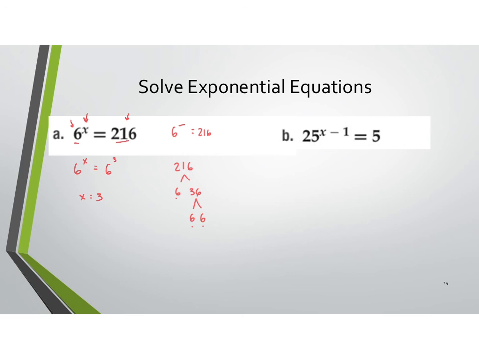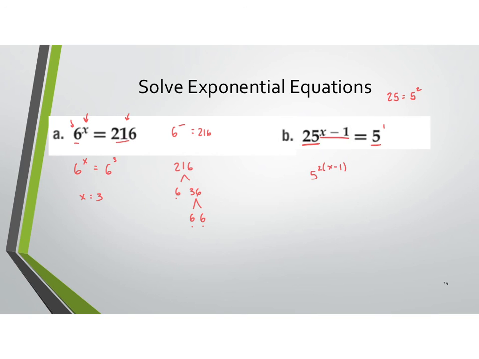Let's go on to letter B. Now letter B is a bit more complicated, but the same logic applies. I have the base of 5 over here. This is technically 5 to the 1. So my goal is to get this number to also be a base of 5. Well, 25 is nice because we already know that 25 is equal to 5 squared. So I'm going to rewrite 25 as 5 squared, and then I'm going to carry down the rest of my exponent, x minus 1.